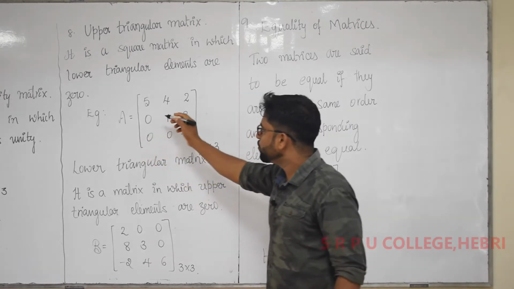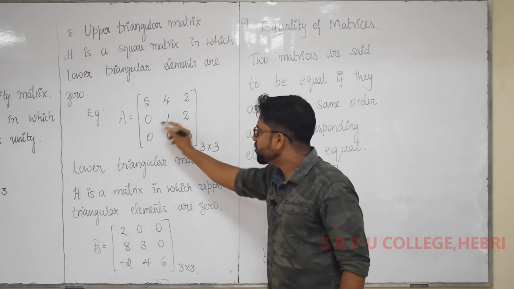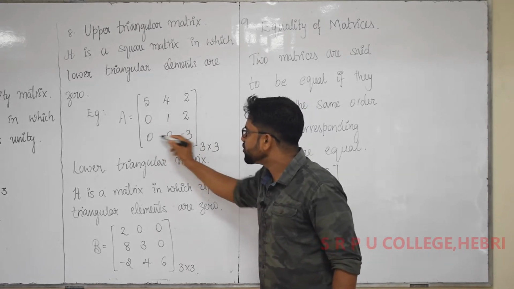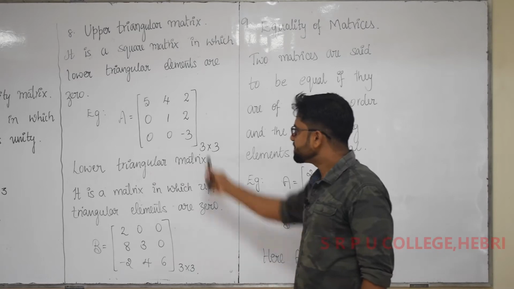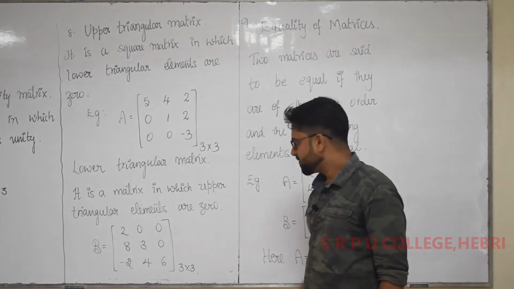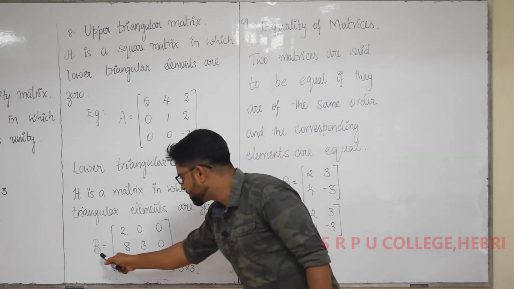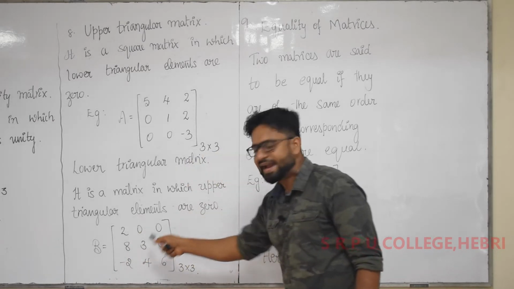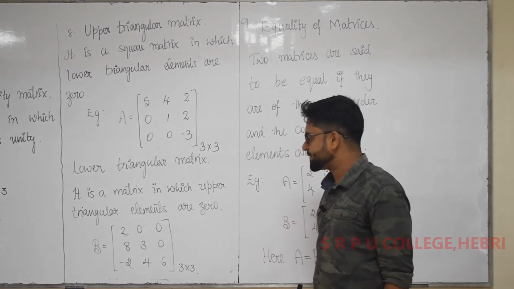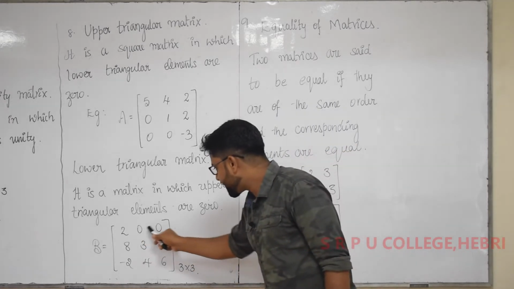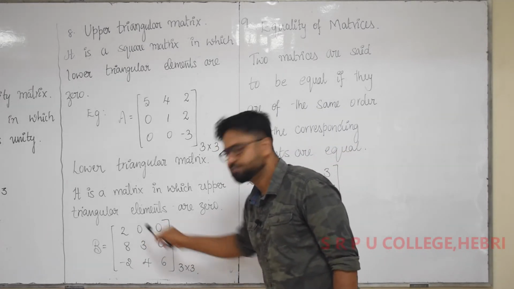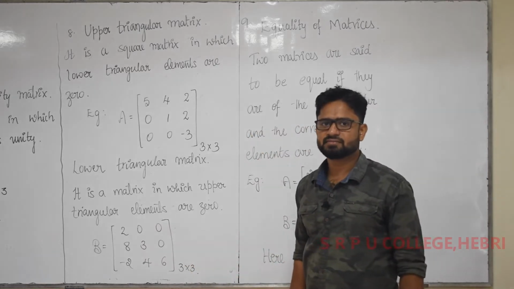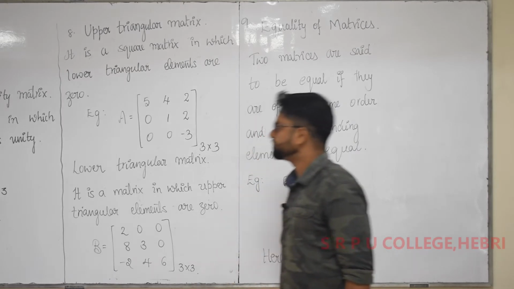A is equal to first row 5, 4, 2, 0, 1, 2, 0, 0, minus 3. Lower triangular elements 0, 0, 0. So this matrix is upper triangular matrix. Whereas in example B, matrix B is equal to 2, 0, 0, 8, 3, 0, minus 2, 4, 6. You can observe here upper triangular elements are 0. Therefore, this matrix is lower triangular matrix of order 3 cross 3.